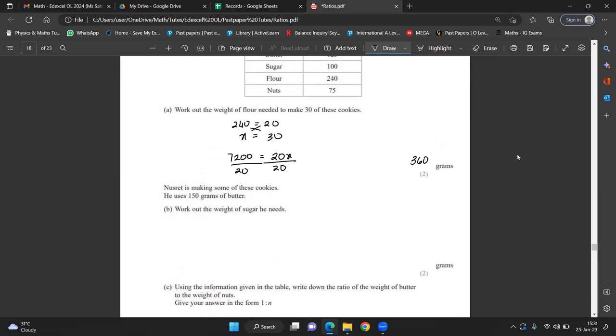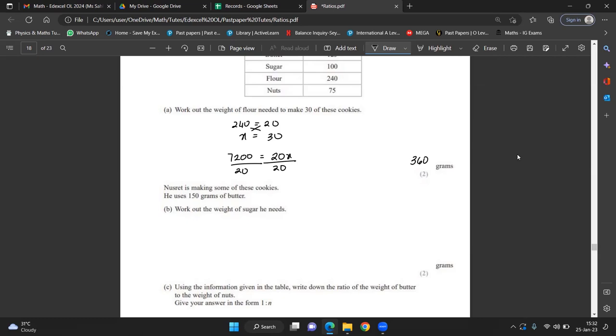Shh. You're always talking, no? No. Nusrat is making some of these cookies. He uses 150 grams of butter. Akhil, what are you discussing? Shall I change your place?